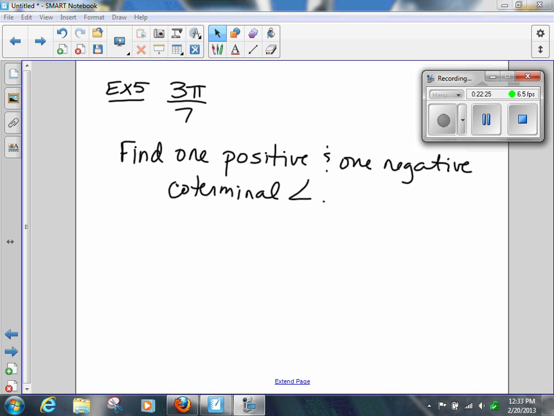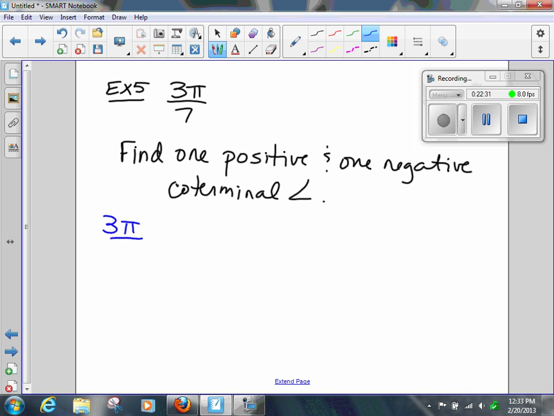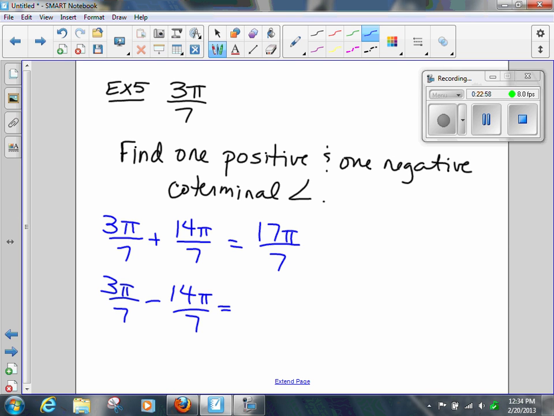All right, tell me what to do here. We got 3 pi over 7. What's our magic fraction? 2 pi, which is? There we go. Do what? Okay. Which is going to give us 17 pi over 7. Hands up. Awesome. 3 pi over 7 minus 2 pi. Did you get negative 11 pi over 7? Hold up. Let's see it again. Questions?